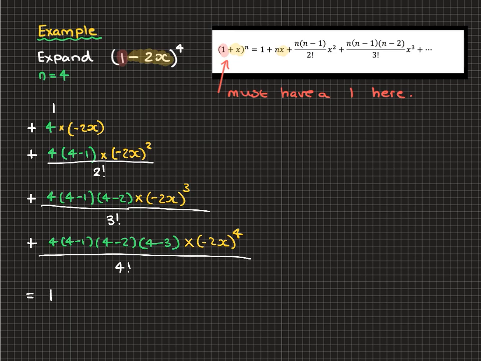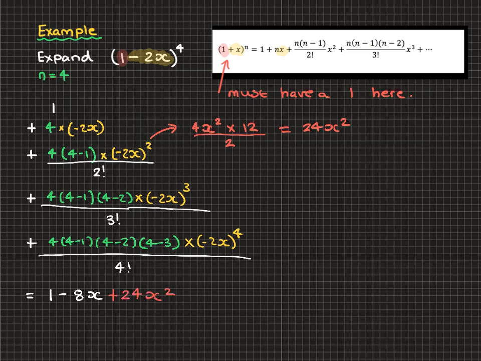So we have 1 minus 8x. Now again, be very careful as you're doing these expansions. So remember, over here, negative 2x all squared will be 4x squared, and you're multiplying it by 4 multiplied by 3, which is 12, and it's all being divided by 2 factorial, which is 2, so this term will simplify down to give you 24x squared. So the next term is a positive 24x squared.